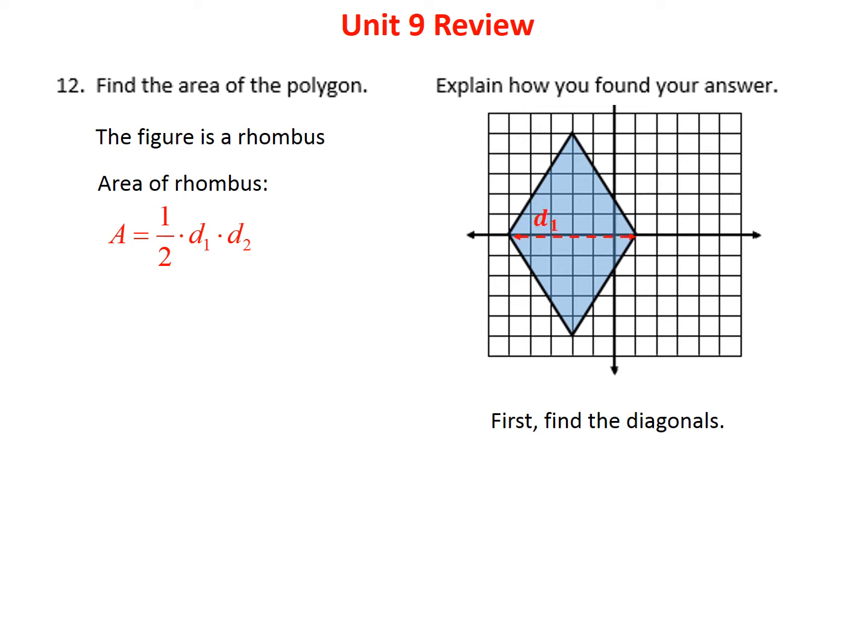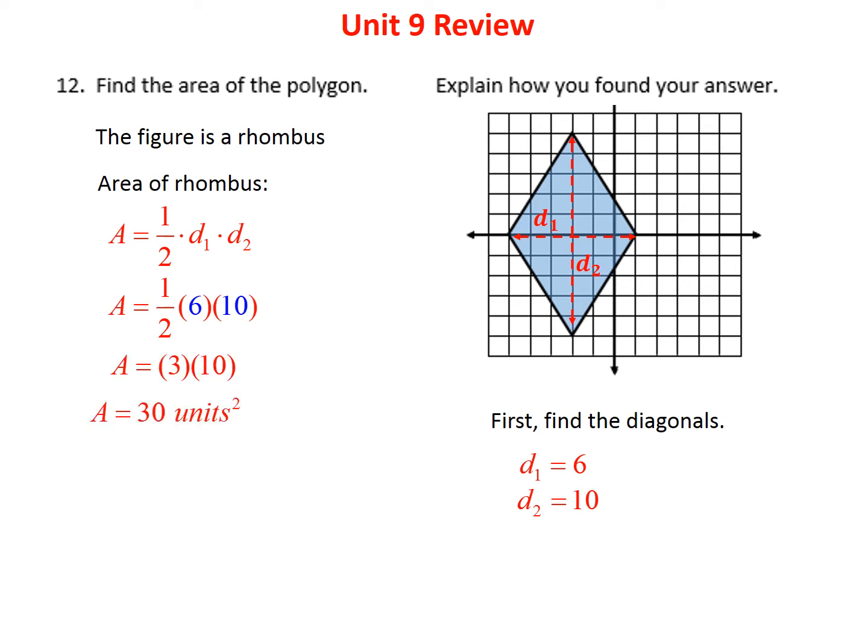So notice from here to here, D1, count the squares, 1, 2, 3, 4, 5, 6, and the D2 count from there to there. So D1 is 6, and D2, if you count the boxes here, is 10. So we plug those in, and we end up with 1/2 of 6 is 3, and 3 times 10 is 30 units squared. So when you get this problem in the test, don't make it harder than it is. You just need to find the 2 diagonals. You don't need to worry about finding the side on this one.